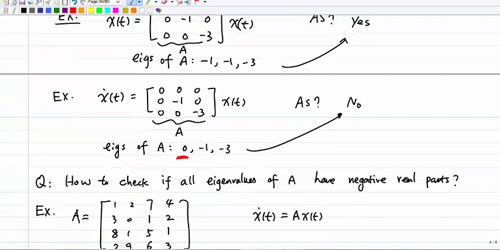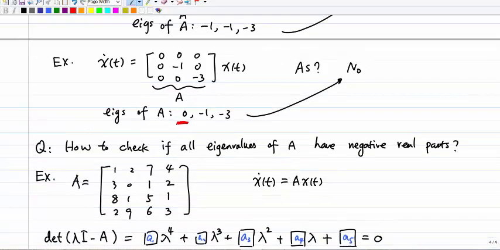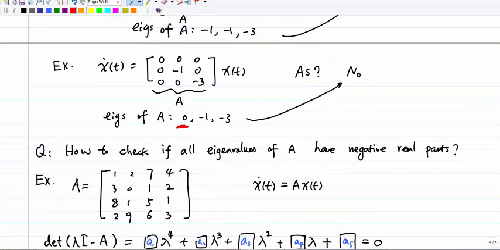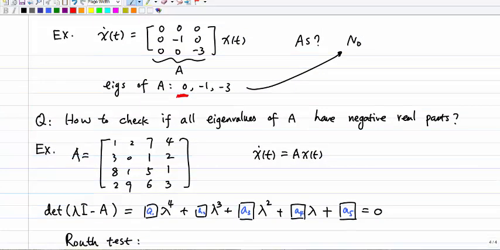So here we can see that we need to compute the eigenvalues all the time. It's pretty difficult to figure out if we have a high dimensional system, when A is like a 10 by 10 or 8 by 8. So generally, how do we verify if all eigenvalues of A have negative real parts? For example, if I give you a 4 by 4 matrix that is not diagonal, it's very difficult to verify that. If you want to verify whether the system x dot t equal to A times x t is asymptotically stable or not, we have to compute the eigenvalues of A, which is pretty difficult.